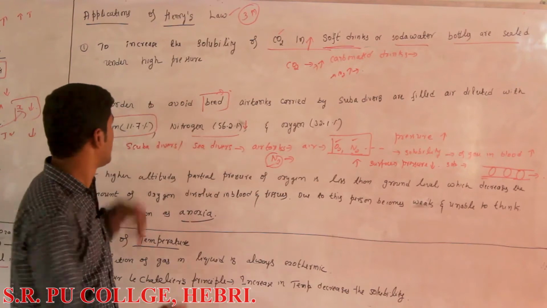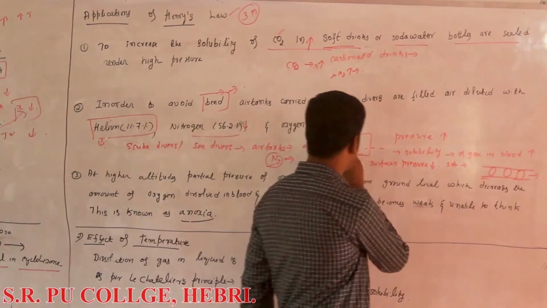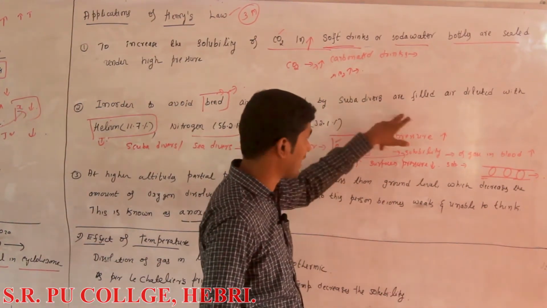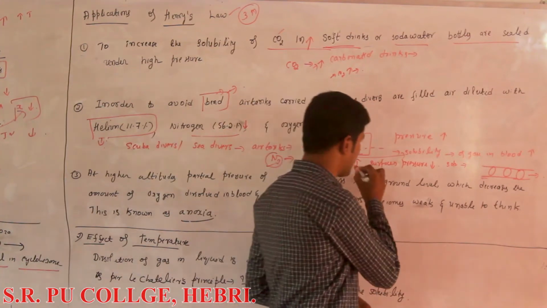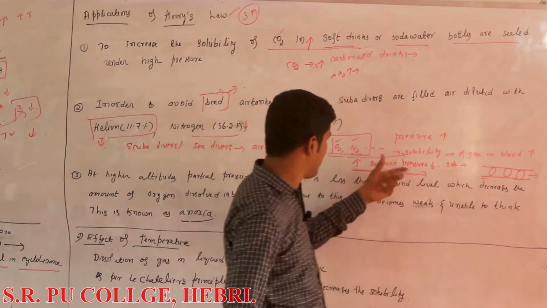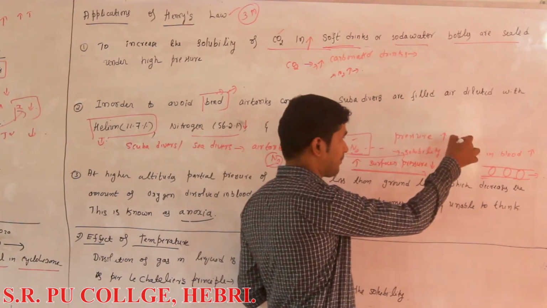So now you got what is bends. You understood what is bends. Bends is because of what? Increase in the solubility of gases along with oxygen in our blood. So when pressure reduces, when scuba divers or sea divers come up from the sea or from deep water, what happens to the pressure? Pressure decreases.